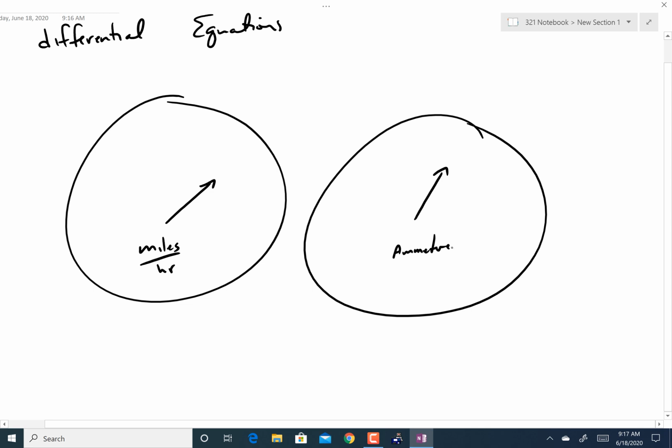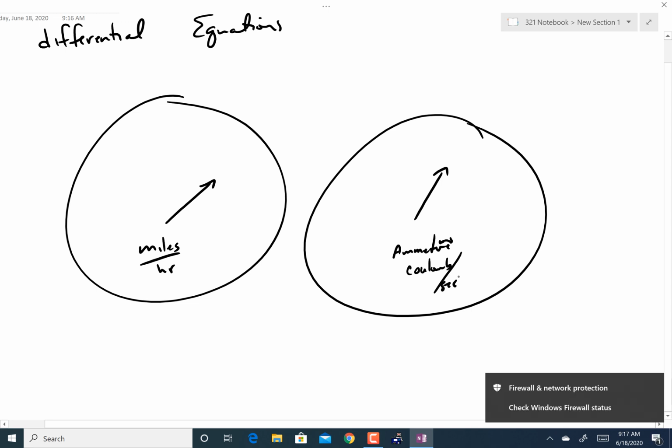But what is that really? Well, an amp, I can't spell today. An amp, whatever. Anyway, the idea is, what is an amp? Well, an amp is a coulomb per second. In other words, it's an amount of charge, right? And these are the things that you're going to see frequently in life in general.